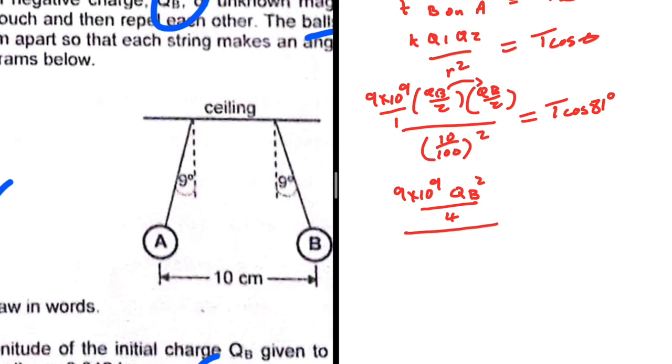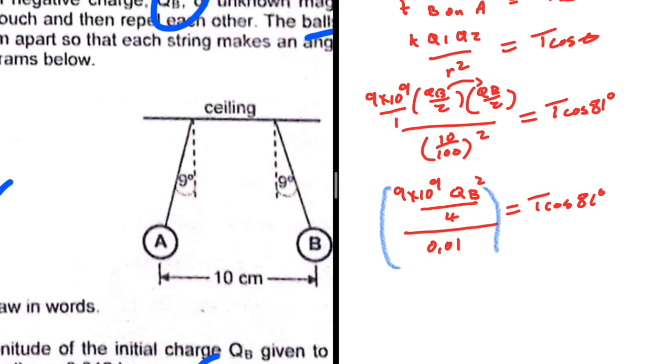It is in scientific notation. Let me see if it looks better in normal. This is 0.01 and it is equal to T cos of 81 degrees. Well, we can further simplify this, obviously. But instead of doing that, let's find the tension first and then be able to find QB.